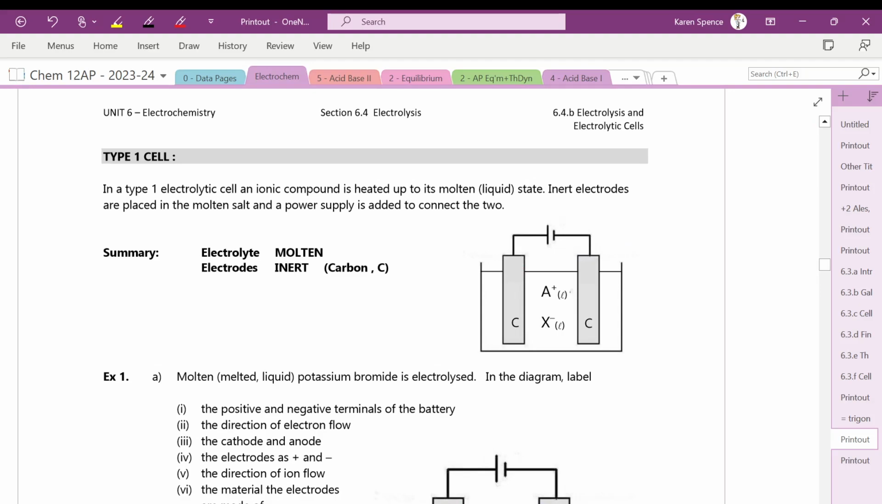Type 1, type 2, type 3 cells. We've already dealt with a type 1 cell. A type 1 cell is where your electrolyte is molten. If you get a type 1 cell, you're going to be a happy, happy camper because you don't have to worry about water. So molten, liquid, melted.